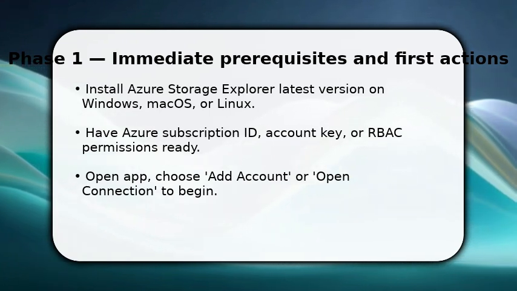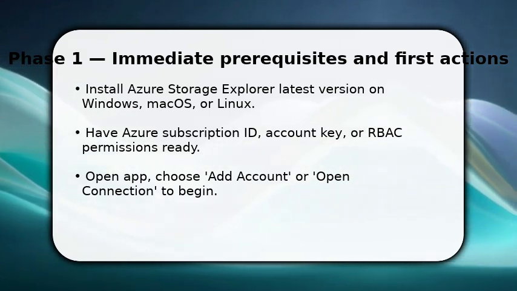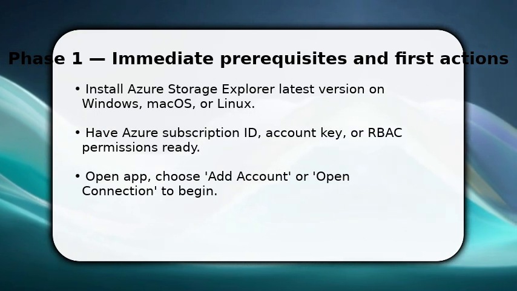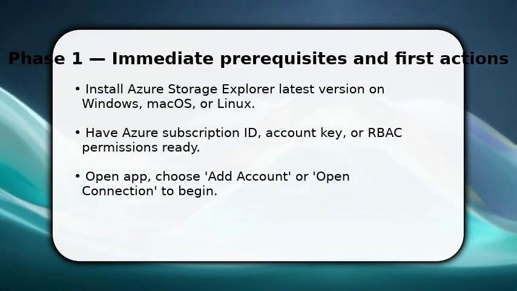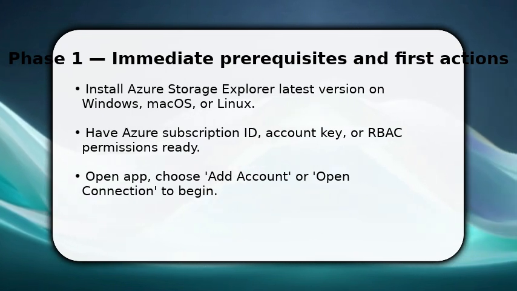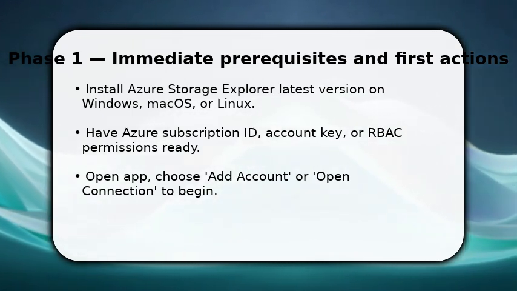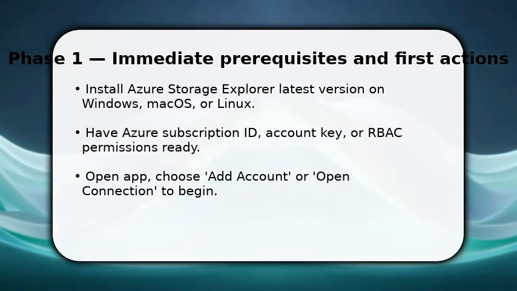If using shared keys, choose Open Connection and paste the account name and key. This gets you into the Explorer interface quickly and securely. From here you can see subscriptions, storage accounts, and containers ready for management.